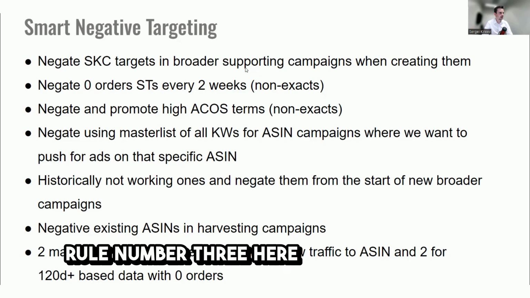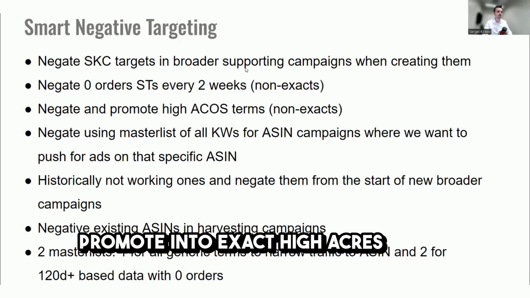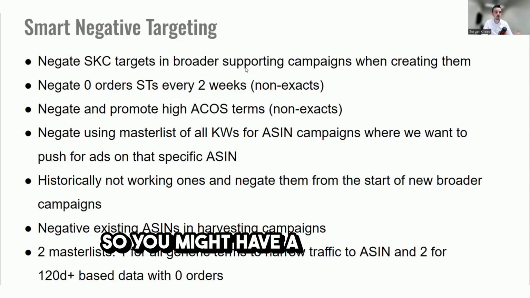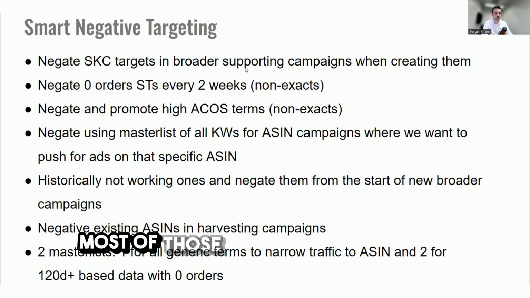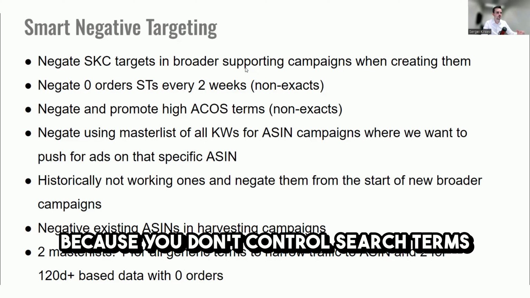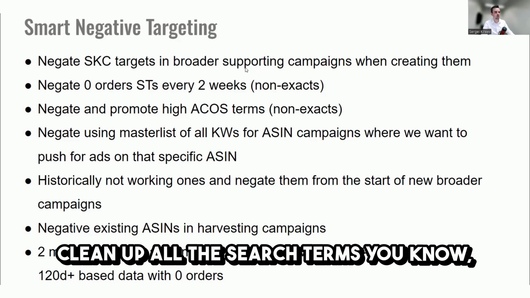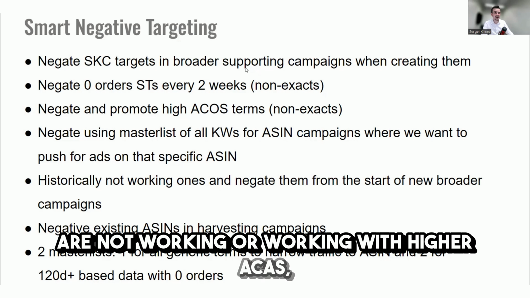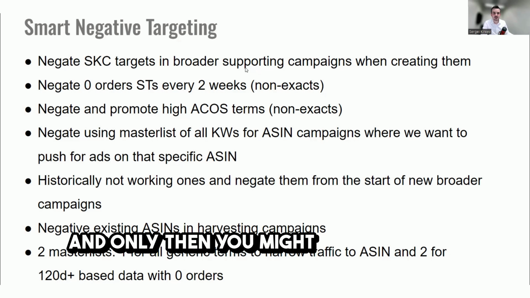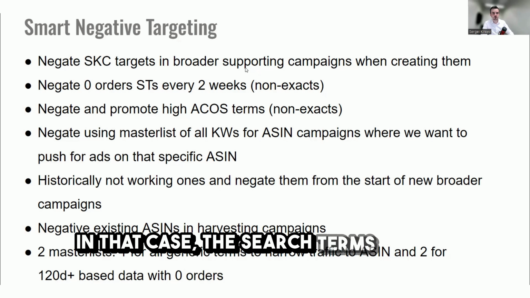Rule number 3 here is to negate and promote into exacts high ACOS terms, right? So you might have a broad match keyword. It generates a lot of different search terms, and most of those search terms are with higher ACOS. You don't want to decrease the bid for that keyword, right? Because you don't control search terms by bid. First thing you need to do, clean up all the search terms you know are not working or working with higher ACOS, and only then you might start thinking about the bid, because bid is not the problem in that case. The search terms are the problem.